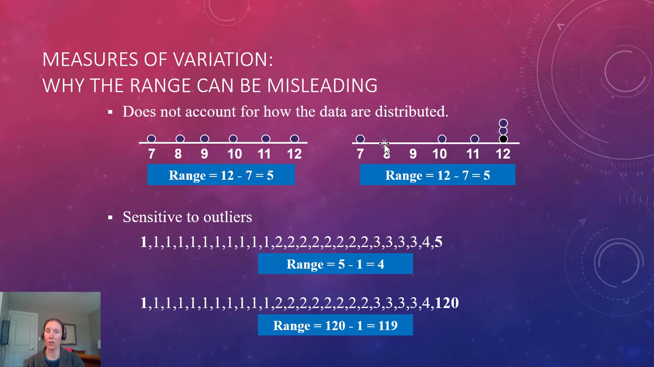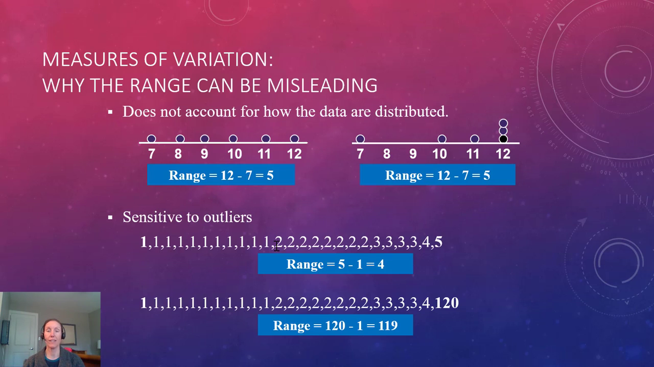Now, back to comparing these two. This data set is actually what I'd like to call a uniform distribution. We have the data evenly spread out amongst all of the numbers. So 7, 8, 9, 10, 11, and 12 each have one data point at those values. Range is 5 here, range is 5 here, but they're two very different data sets. So the range really does not account for how the data are distributed. So we can't see that with the range.